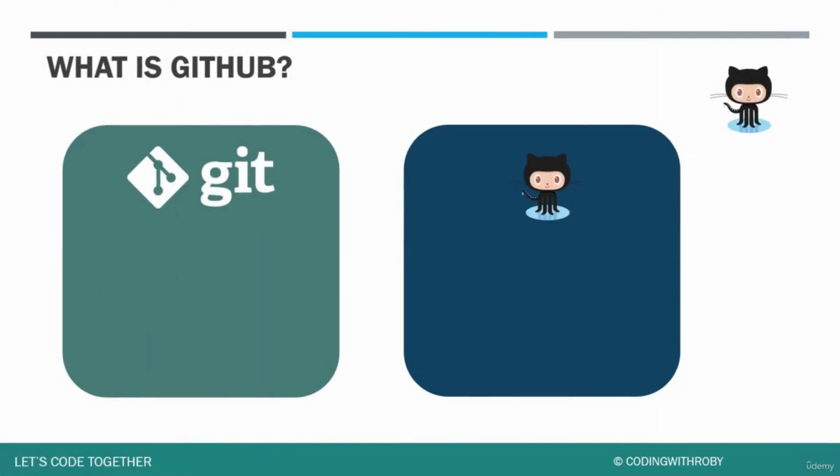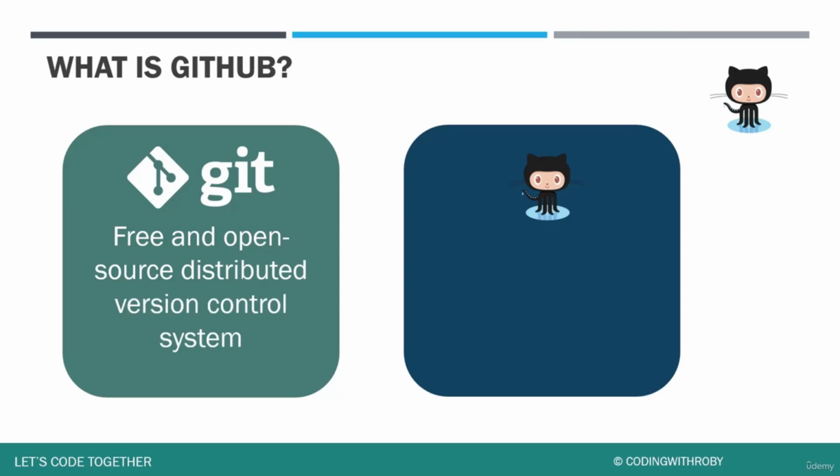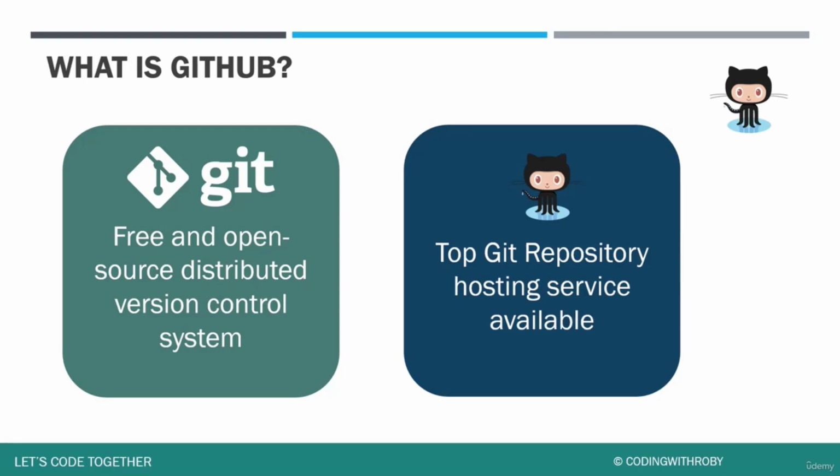So how does Git differ from GitHub? Well, Git is the technology that we'll be using. Git is a free and open source distributed version control system. GitHub, on the other hand, is a Git repository hosting service that works with Git. So in essence, Git and GitHub need each other. They work together to deliver an amazing experience to you as the developer.